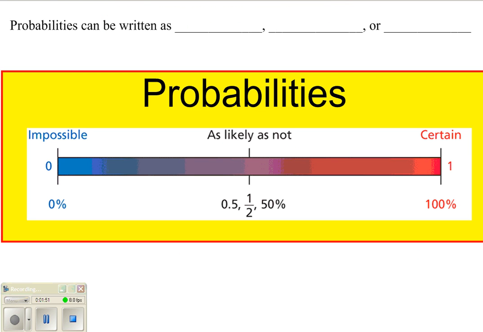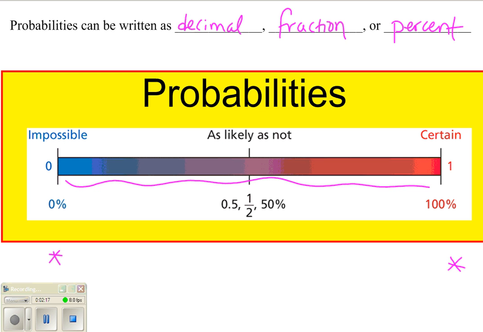Probabilities can be written in 3 ways. We just talked about it: decimal format, fraction format, and the last one, you could write it as a percent. Just looking at this scale, the possible answers for probability lie between 0 and 1, or 0% and 100%, and anywhere on the spectrum in between. When you hit right in the middle at 50%, it's as likely as not. I think that's just a cool way of saying it. So impossible would be 0%. Certain that this outcome will happen is 100%.